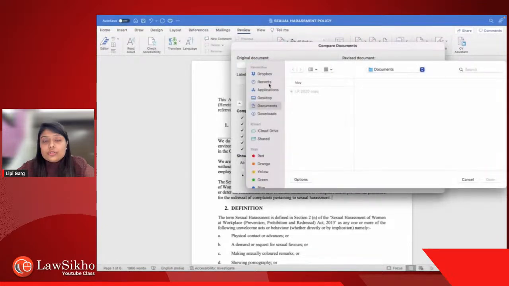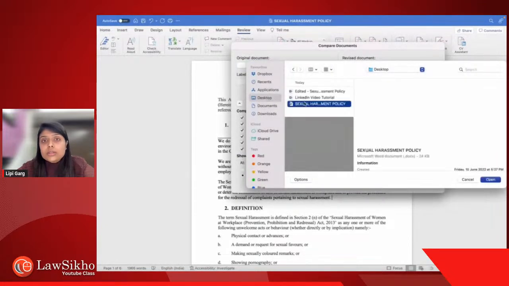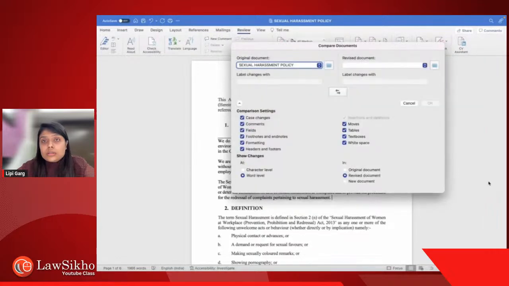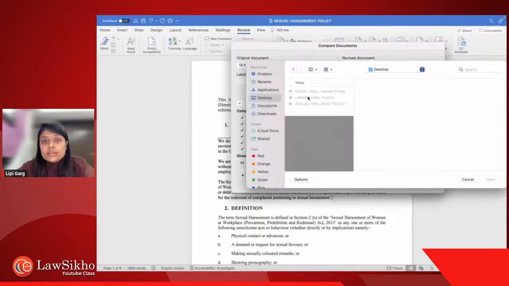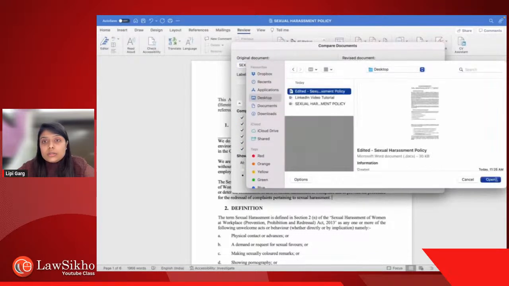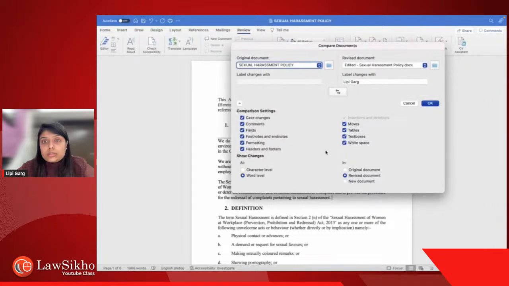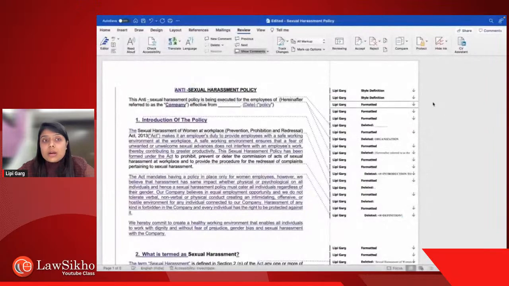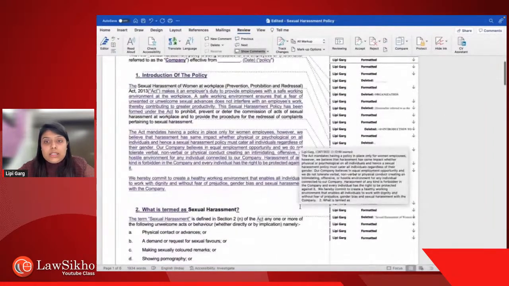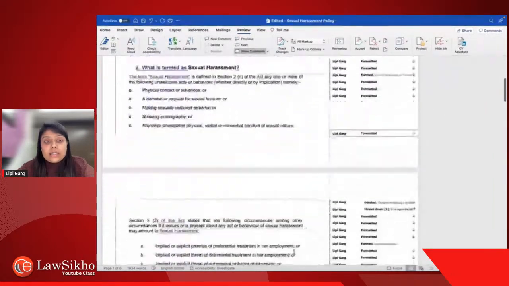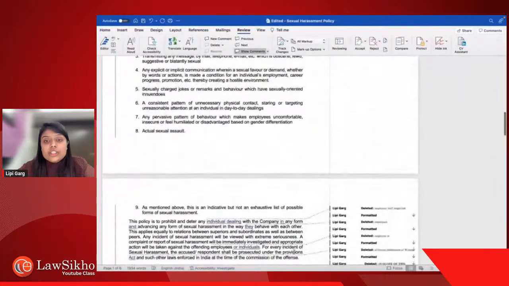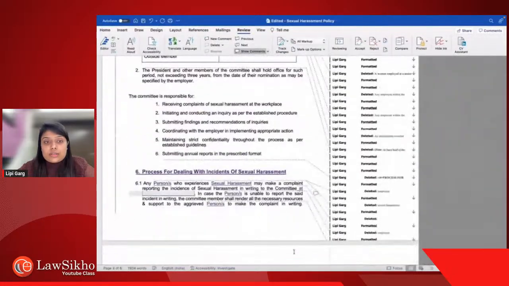So you upload the original document here, and then you also enter the revised copy here. In the revised document, you want the changes to be marked. See, you will see everything, what all was changed in the two documents.